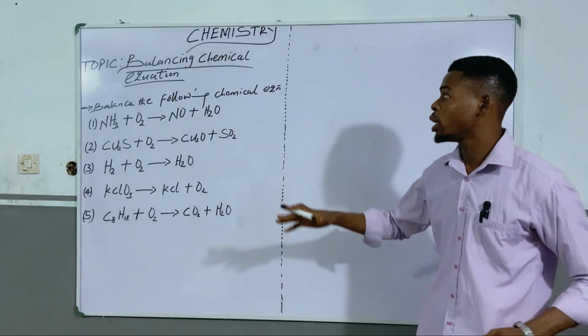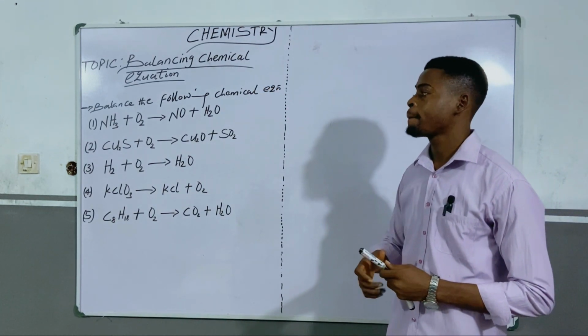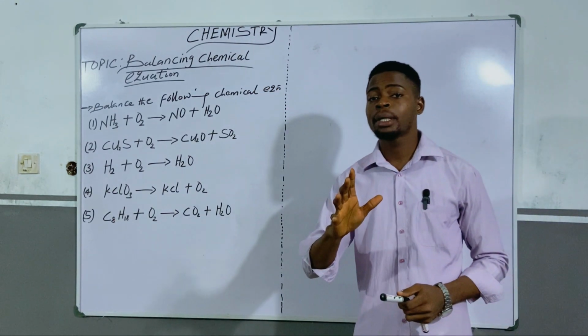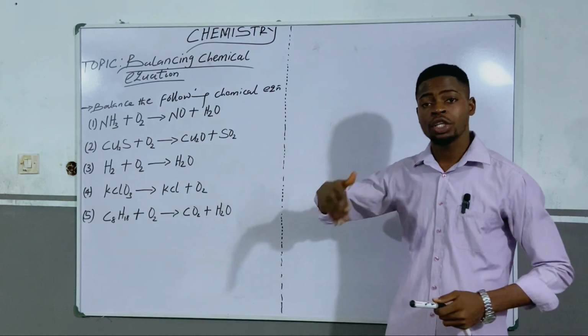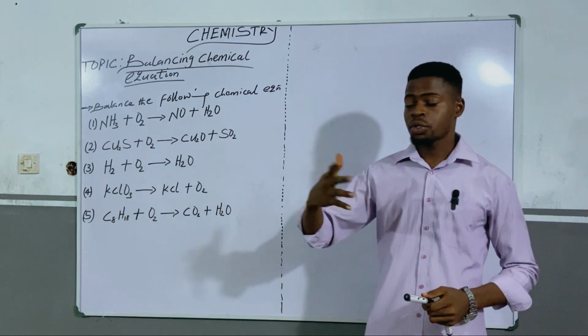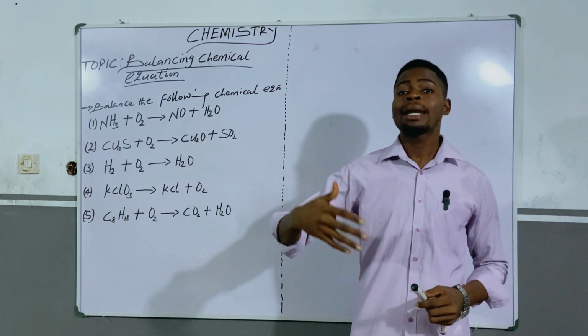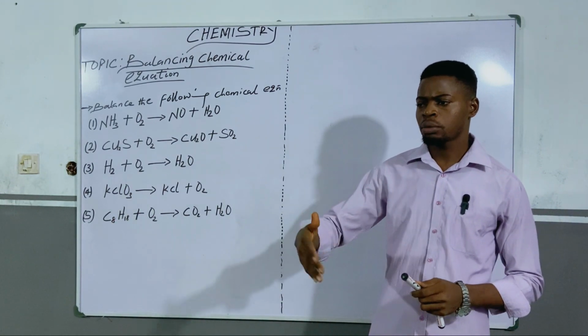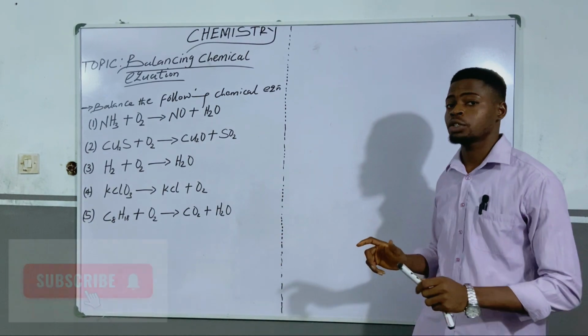In today's video, we are looking at how to balance a chemical equation. A good knowledge of balancing chemical equations is very important because we apply them in stoichiometry. Stoichiometry is a branch of chemistry where we use a balanced chemical equation to calculate the amount of individual species that are involved in a reaction.